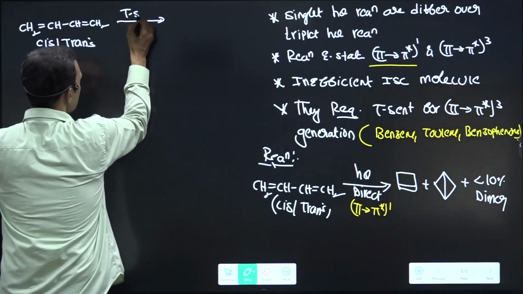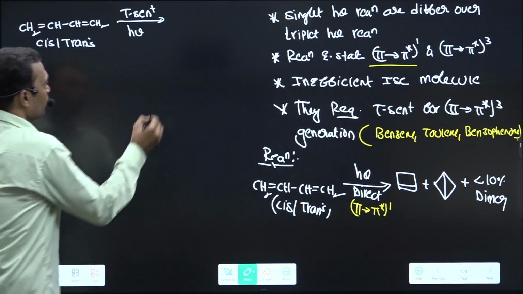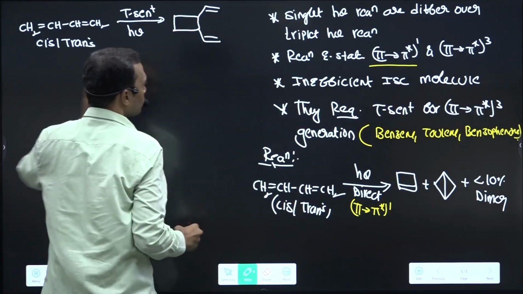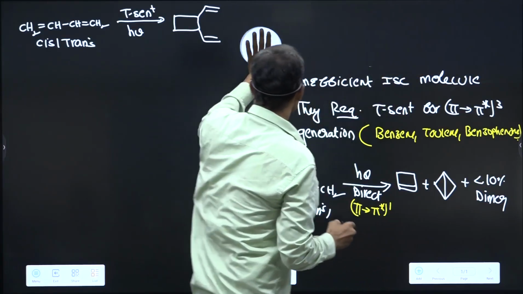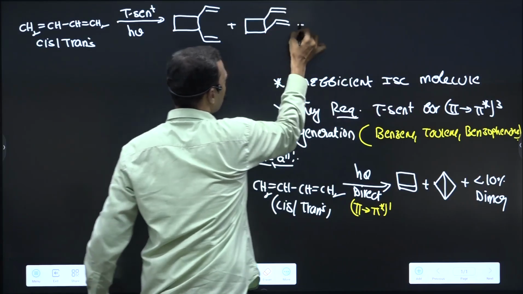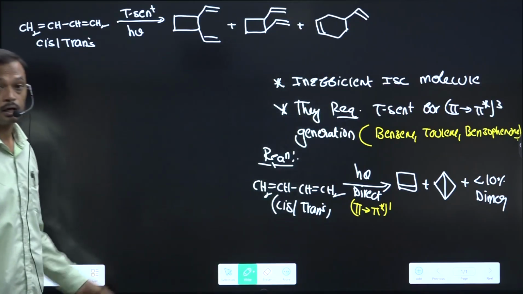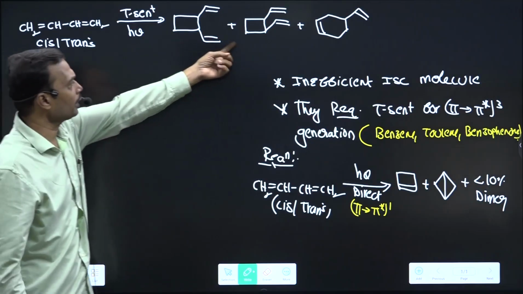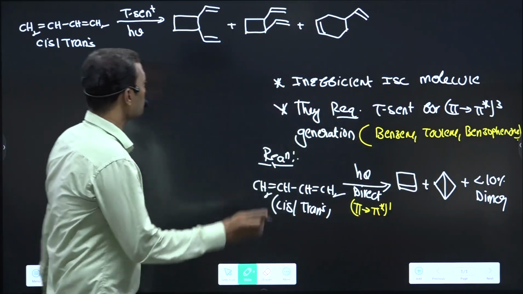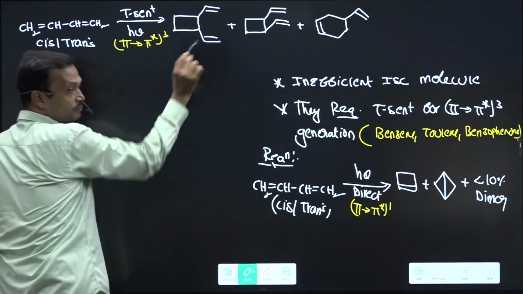Now here I am using a triplet sensitizer. Photochemically, triplet sensitizer I am using. Then various products are expected. See, this is a trans isomer, one product, trans 1,2 divinyl cyclobutane, cis 1,2 divinyl cyclobutane, followed by 4-vinyl cyclohexene. These all are dimers. Dimer formation does not exist in the singlet state. Dimer formation is possible only in the triplet state. In pi to pi star triplet, dimer formation exists.